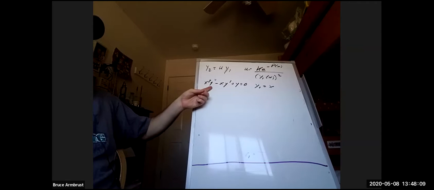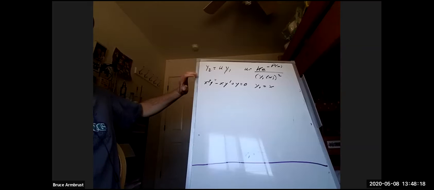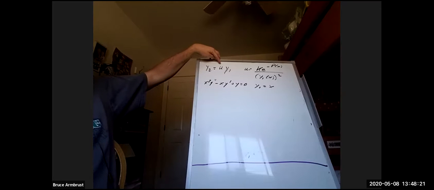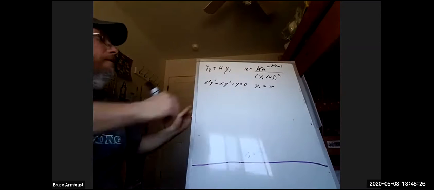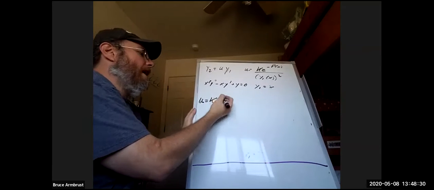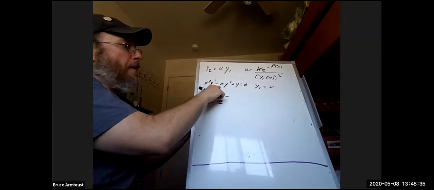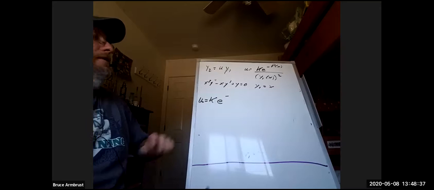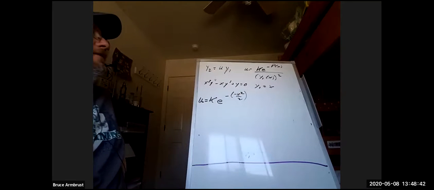But since this is a second order equation, we know there has to be a second function to form its fundamental set. So let's see if we can find it. We're going to use this trick where y2 is going to equal u times y1. We just have to figure out what y1 is. So we're going to start by getting u. So u is going to equal k e to the negative integral of... now we need to integrate negative x. Well, the integral of negative x is negative x squared over 2.